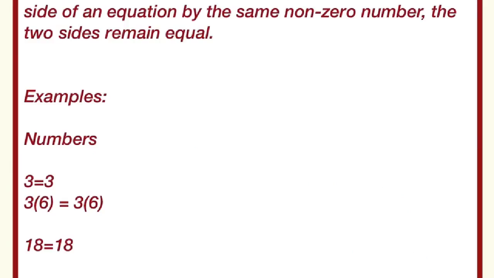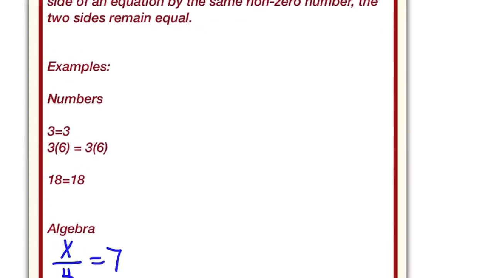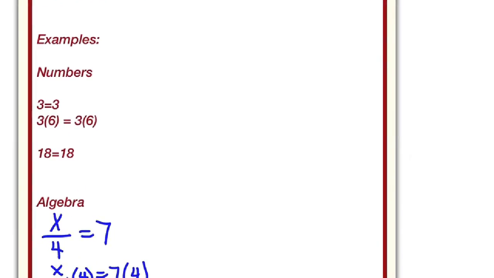Okay, the multiplication property of equality. If you multiply each side of an equation by the same non-zero number, the two sides remain equal. That's called the multiplication property of equality. That just means that if you multiply the same number on both sides of an equation, you get the same answer. So here's some examples. Using numbers, 3 equals 3, obviously. 3 times 6 equals 3 times 6. 18 is 18. Whatever we did to one side, we had to do to the other.